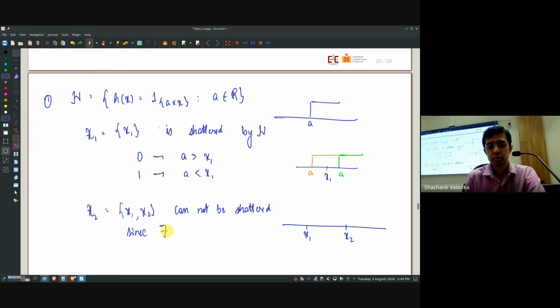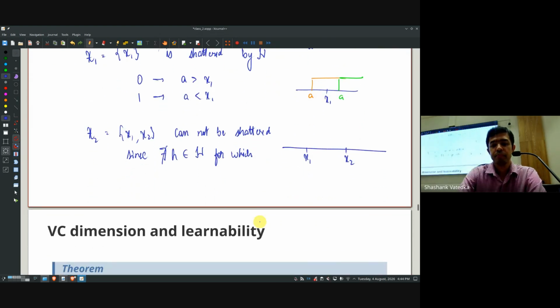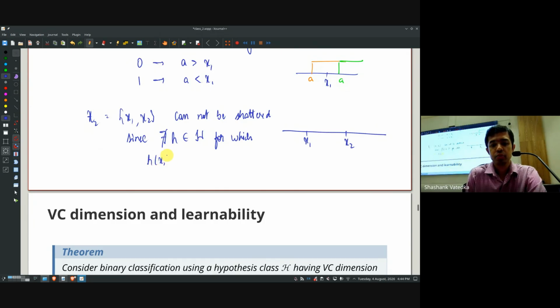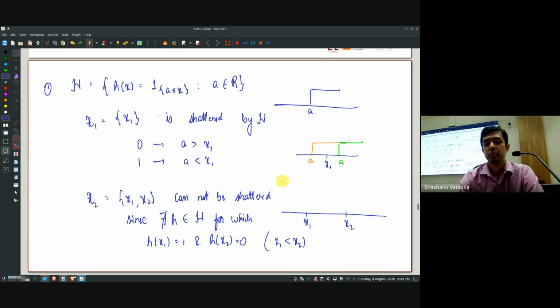Since there's no h for which h(x1) is equal to 1 and h(x2) is equal to 0, again assuming that x1 is less than x2. And it doesn't matter how you choose x1 and x2, as long as they're distinct, it is not possible to shatter them. So this is an example of a hypothesis class which has finite VC dimension. It has VC dimension of 1, and therefore it is PAC learnable.